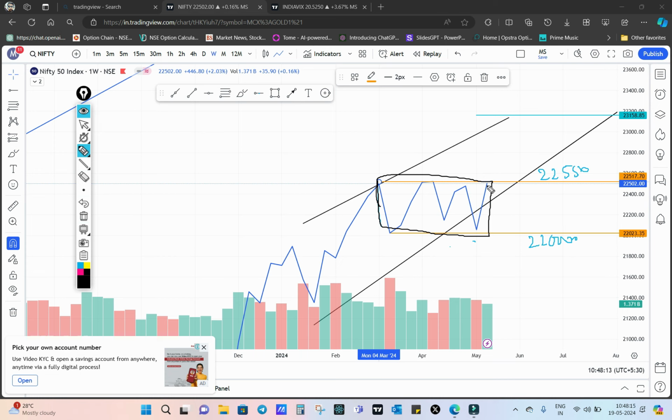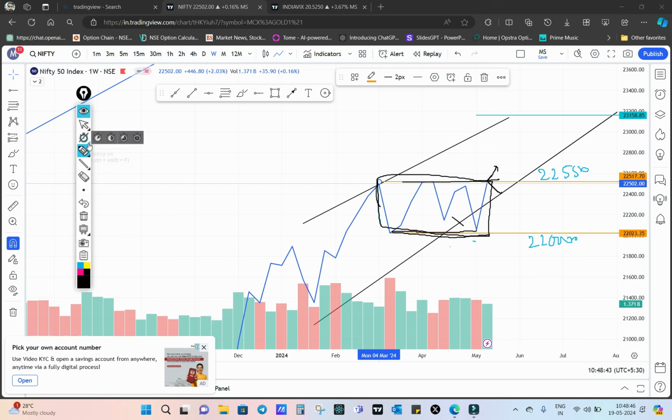This is the range, and now we may see some small support taken from here, or it can break this channel. Once it breaks this channel on the weekly basis, meaning it closes above this channel on the weekly basis, it will be a very strong momentum on either side.